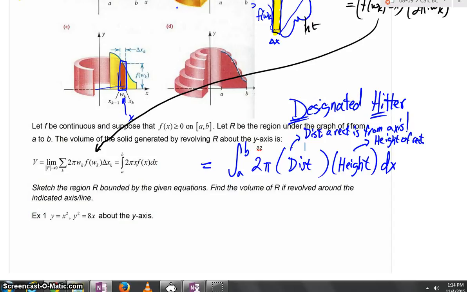In baseball and in softball, you might have heard of the designated hitter, the DH. And when we're doing cylindrical shells, I always remind kids of the DH. We're going to integrate from a to b of 2 pi. The D stands for the distance a rectangle is from the axis. The distance an arbitrary rectangle is from the axis of revolution. To find distance, it's always top minus bottom, or right minus left. The H stands for height, namely the height of a rectangle.